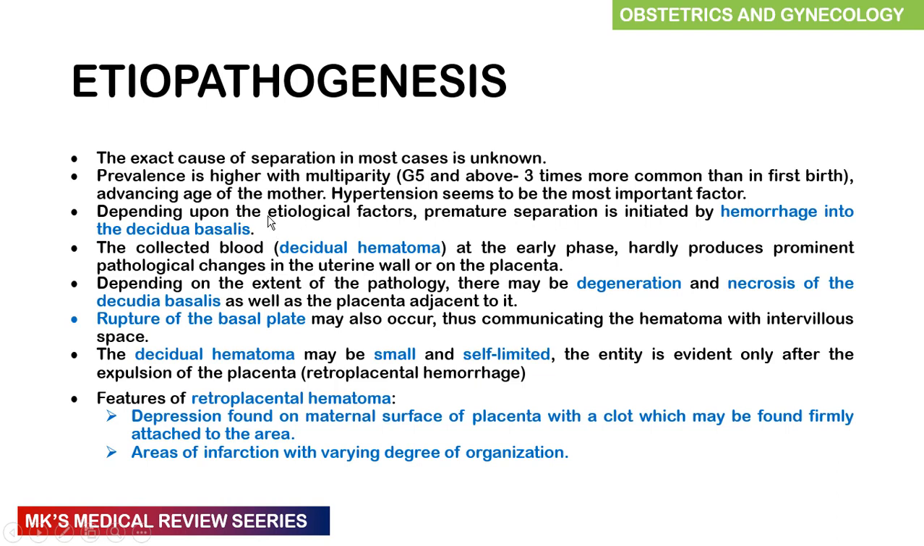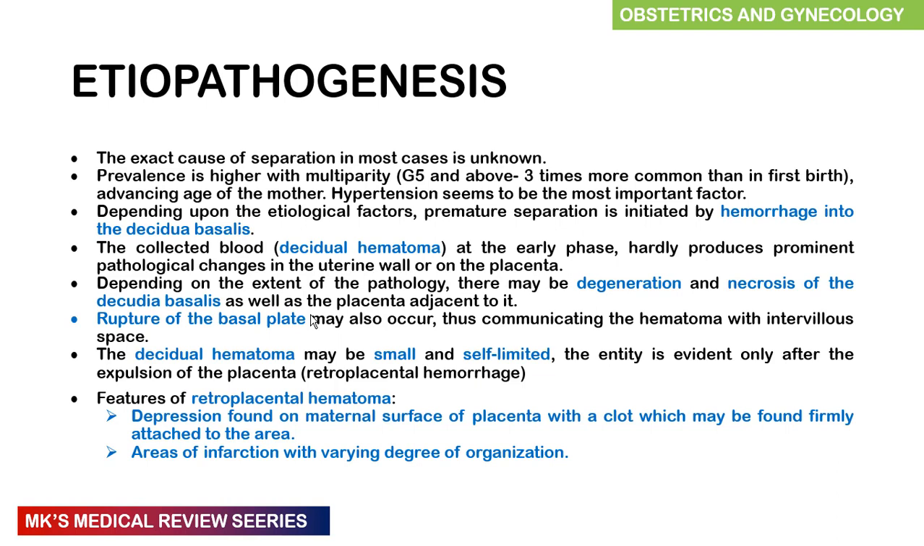Now remember that the blood that collects there forms what is known as a decidual hematoma. In the early phase, it hardly produces any prominent pathological changes in the uterine wall or on the placenta. But depending on the extent of the pathology, there may be some degeneration, there may be some necrosis of the decidual basalis, as well as the placenta adjacent to it. And then, of course, rupture of the basal plate may also occur, and this can cause the hematoma to communicate with the intervillous space.